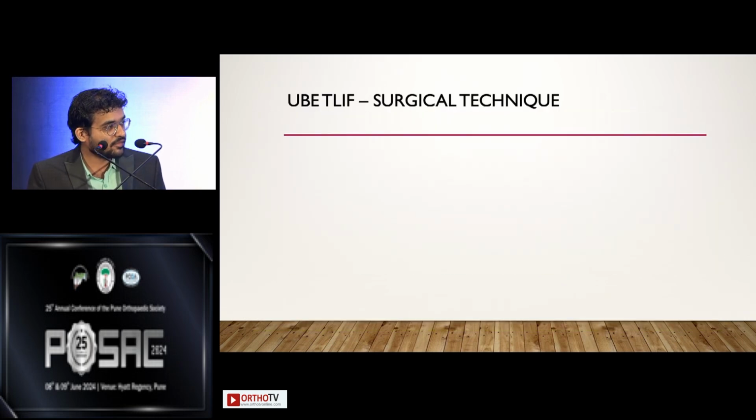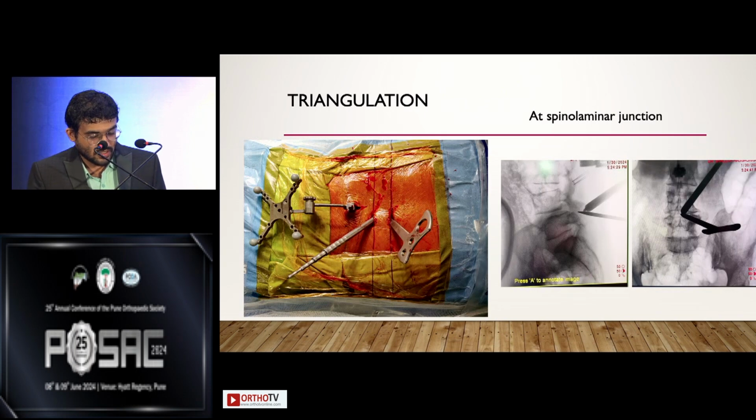Coming to the UB TLIF surgical technique, the skin marking is at the center of the pedicle, done in the AP and lateral shoot on the 2D in the O-arm. After the skin markings, the triangulation is done. In UB TLIF, in comparison to MIS TLIF, the difference is we have a working and a viewing portal, whereas in MIS TLIF we just go with the help of serial dilators and the self-retaining retractor. Triangulation is done at the spinolaminar junction. The mira is attached at the cranial end, that is for the O-arm reference.